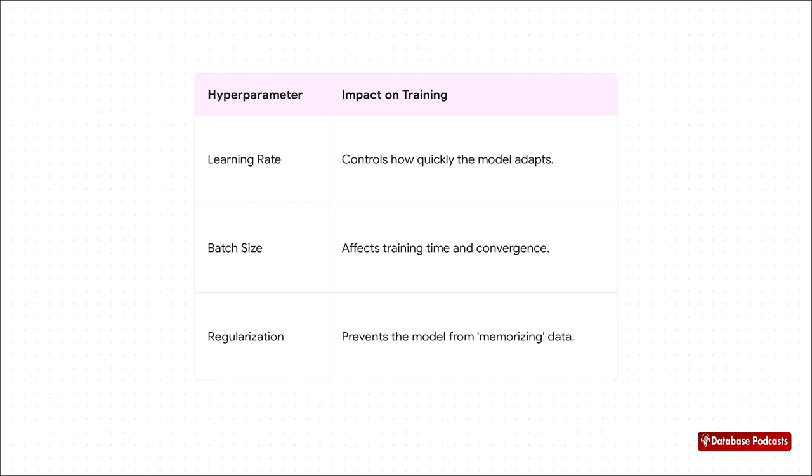Too slow, and training takes forever. The batch size affects how much data the model looks at in one go, which impacts both speed and stability. And regularization is super important. It's a technique that helps stop the model from just, well, memorizing the training data.